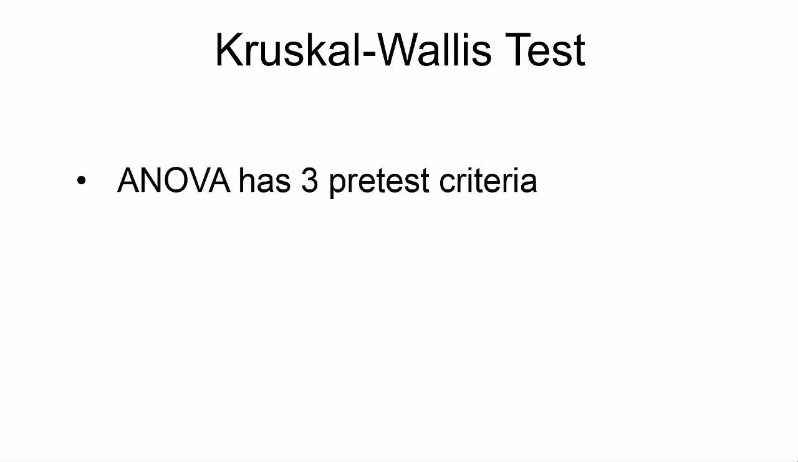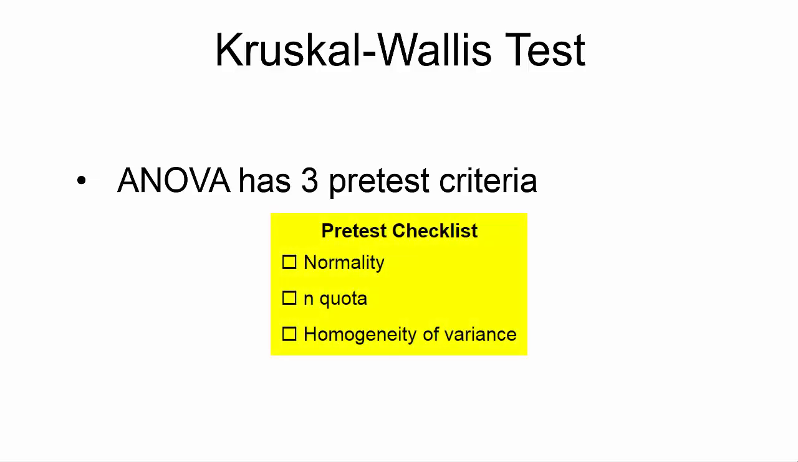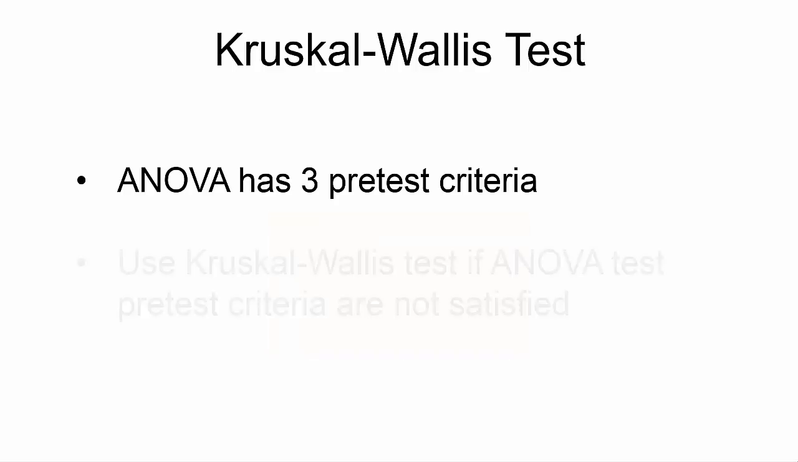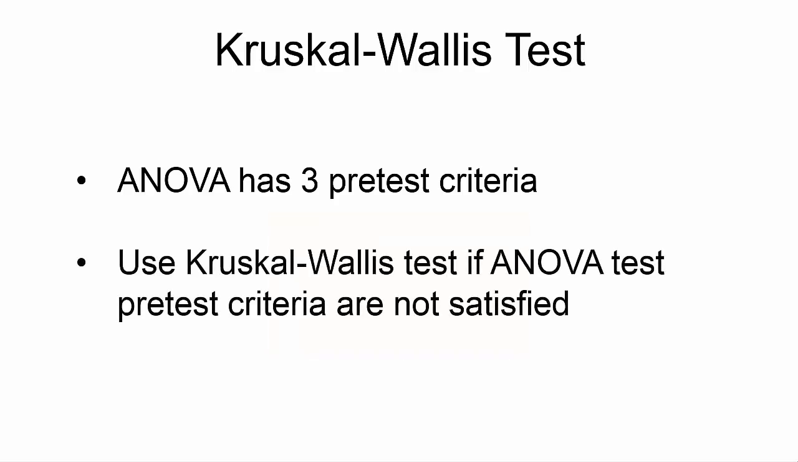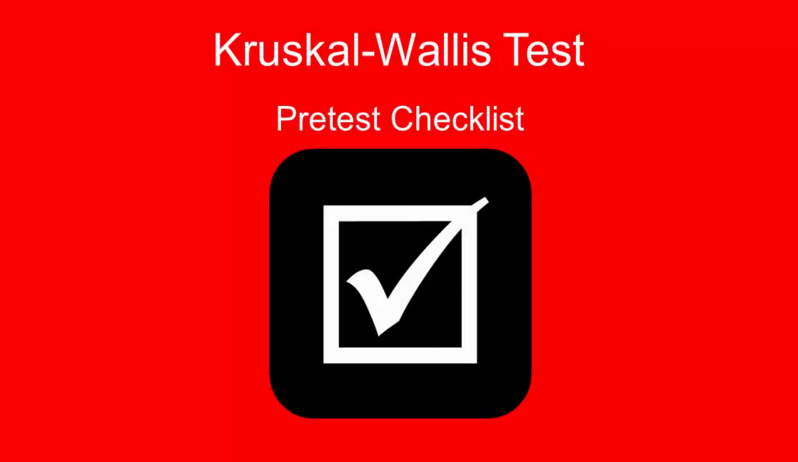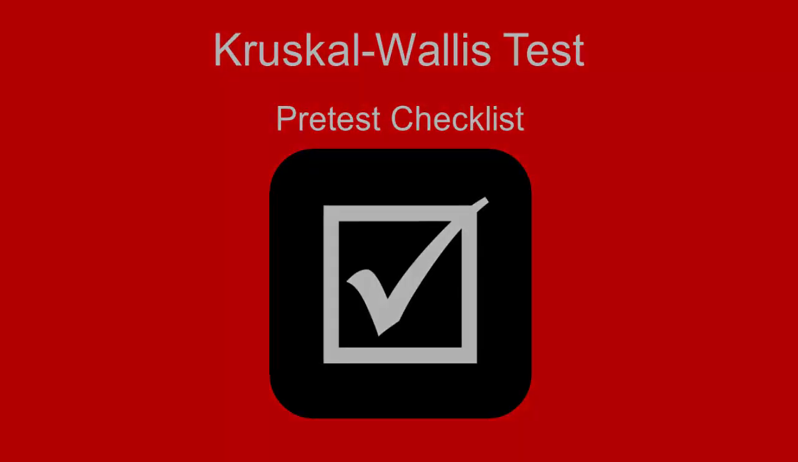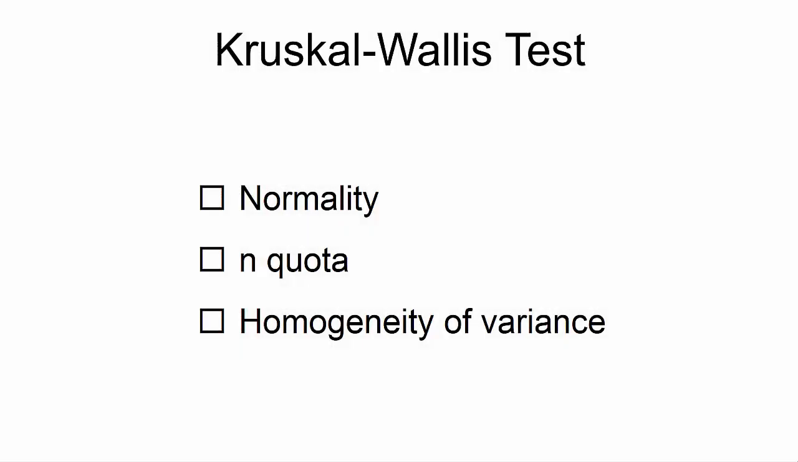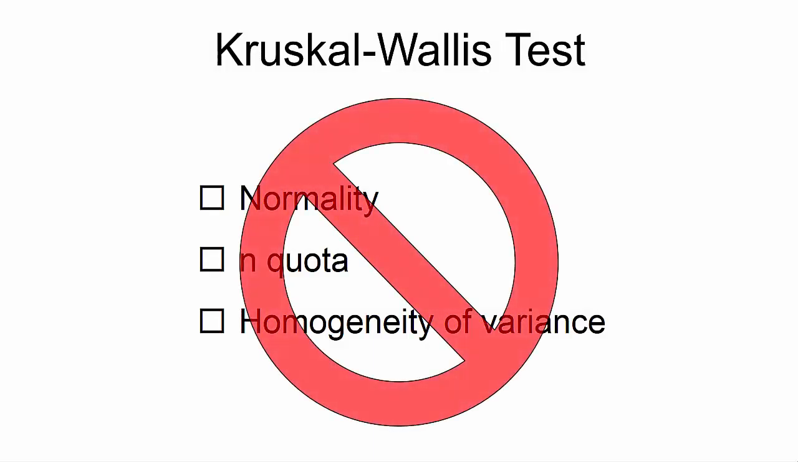Remember that the ANOVA test has three pre-test criteria: normality, N-quota, and homogeneity of variance. If there are any violations among these criteria, the Kruskal-Wallis test should be used instead of the ANOVA test. To reiterate, when any of the pre-test criteria for the ANOVA test are not satisfied, use the Kruskal-Wallis test instead.